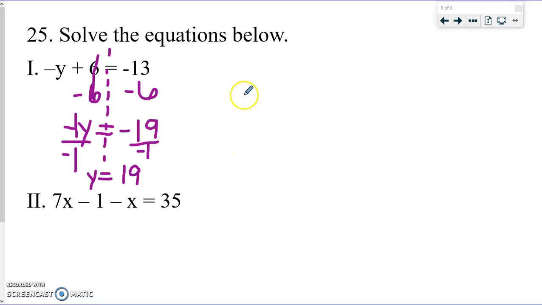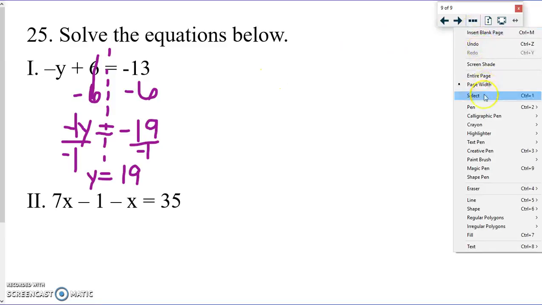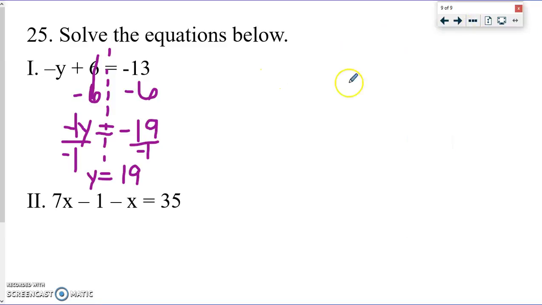Okay, positive 19. Because if a negative y equals a negative 19, a positive y has to equal a positive 19. And you can check this by plugging it back into the equation. Remember, that's one good thing about solving equations, that you can always check your work. So we can plug in 19 for our y. Remember, we always want to plug in with parentheses, plus 6, and see if this works out and gives us a true statement. So negative 19 plus 6, is that negative 13? Yes, it is. So our solution is correct.